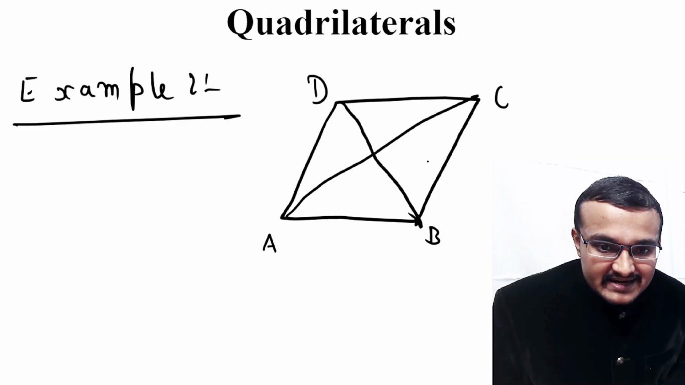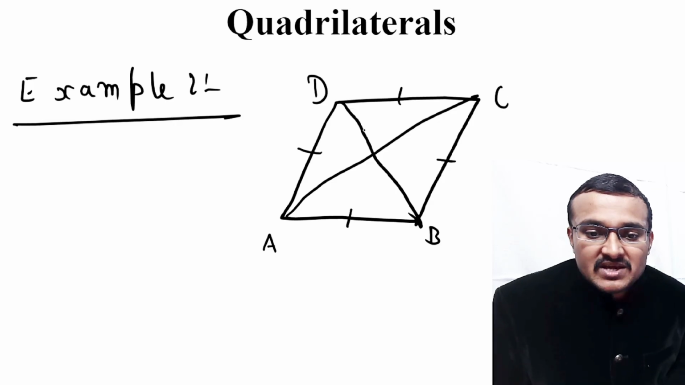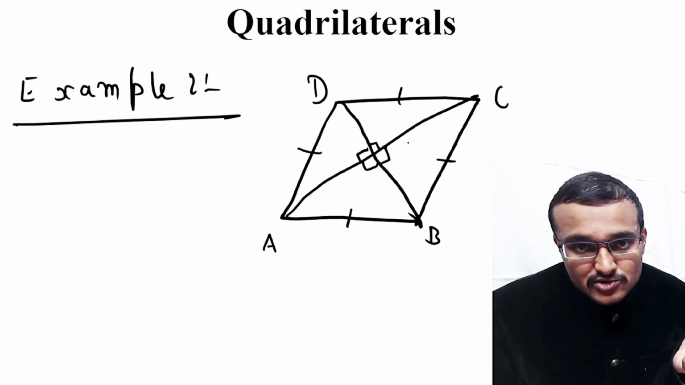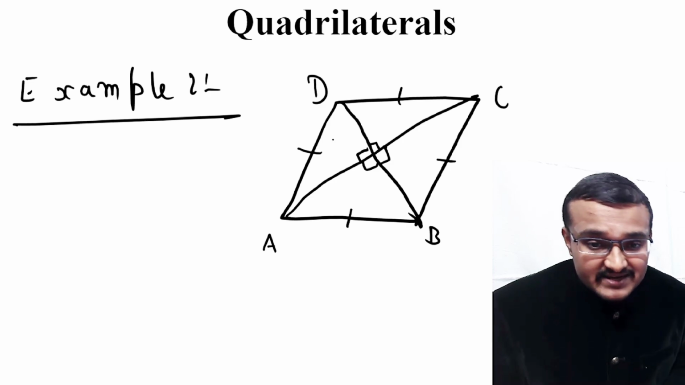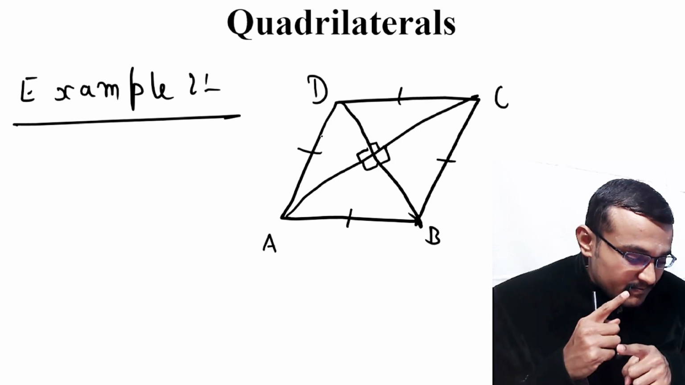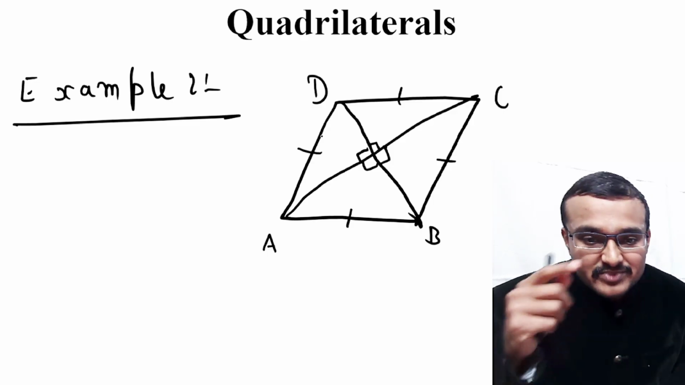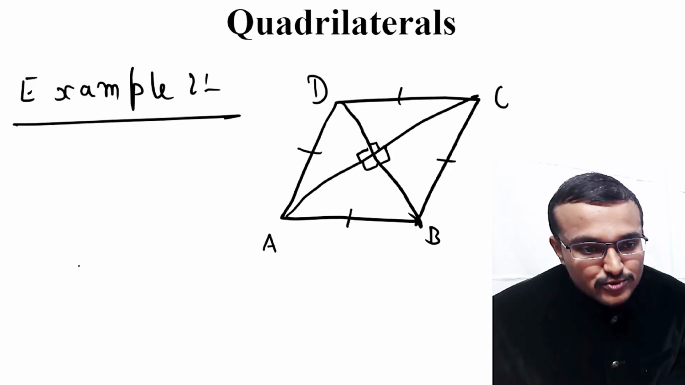So that means AD is equal to DC is equal to CB is equal to AB. We need to prove this particular angle, this angle, this angle, and this angle are equal to 90 degrees. That means here DB is perpendicular to AC. So BD diagonal is perpendicular to AC diagonal. That is what we need to prove here.